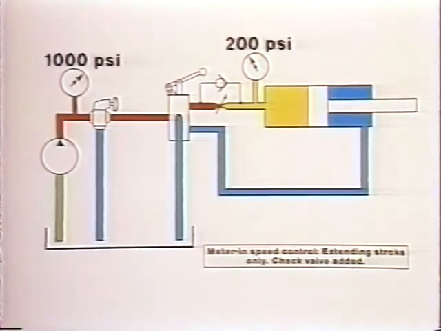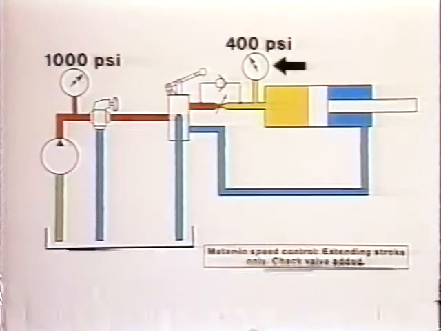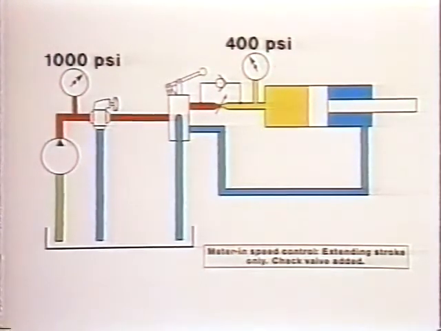Let's say those workload forces go up to 4,000 pounds. This means our pressure here goes to 400 psi. However, this pressure is still fixed at 1,000 psi, the relief valve setting. The pressure difference across our orifice now is only 600 psi, and the question is, will 600 psi push as much oil through that opening as the 800 did? And the answer is no.